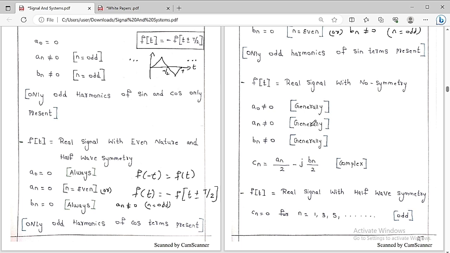Therefore, we can say that in the case of any signal that does not satisfy the odd nature, even nature, and half-wave symmetry, the signal will have the implicit term, all the cos terms and all the sine terms, like the trigonometric Fourier series, and Cn will always be complex in nature in the case of the exponential Fourier series. So these points you always have to keep in your mind.